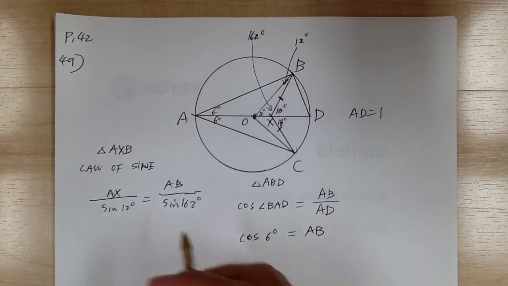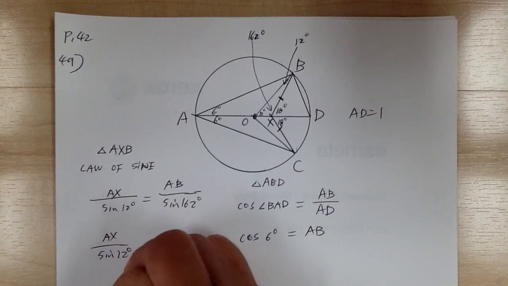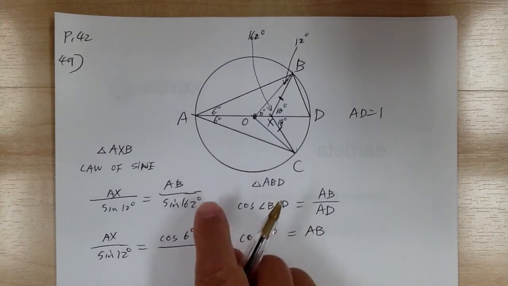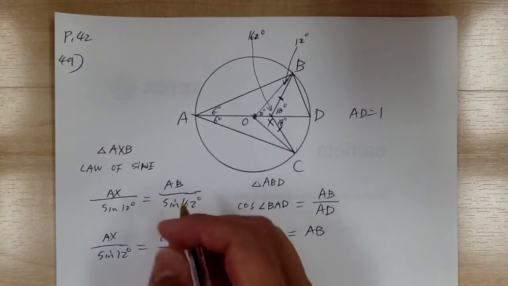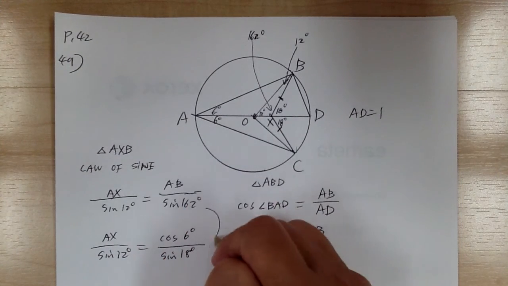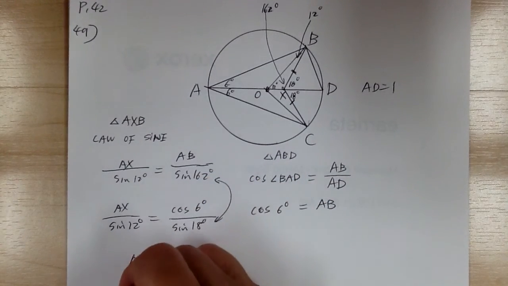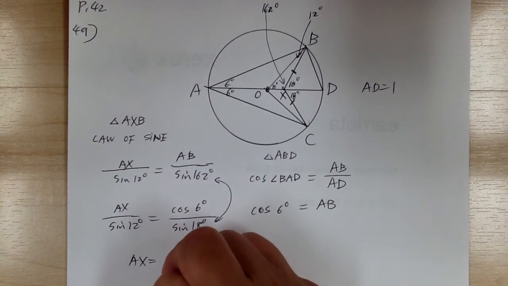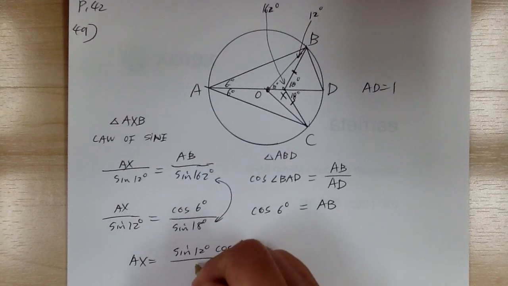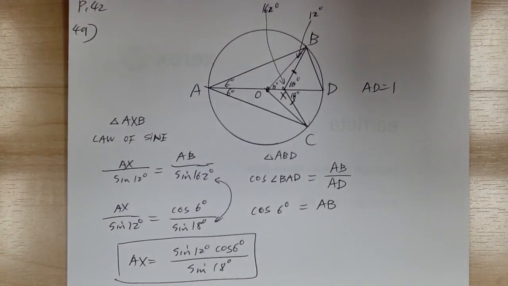So we can substitute this into here. So AX over sine of 12 degrees equal to cosine of 6 degrees over sine of 162. Now sine of 162, use a supplementary angle, equal to sine of 18 degrees. So these two are equal, right? Again, you use a supplementary angle and move this over. So AX equal to sine of 12 degrees times cosine of 6 degrees over sine of 18 degrees.